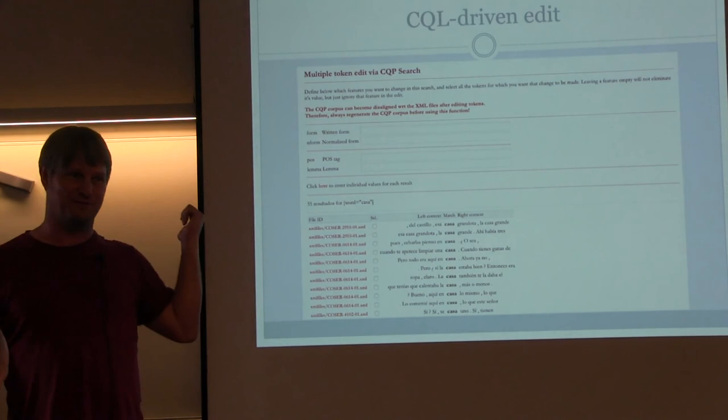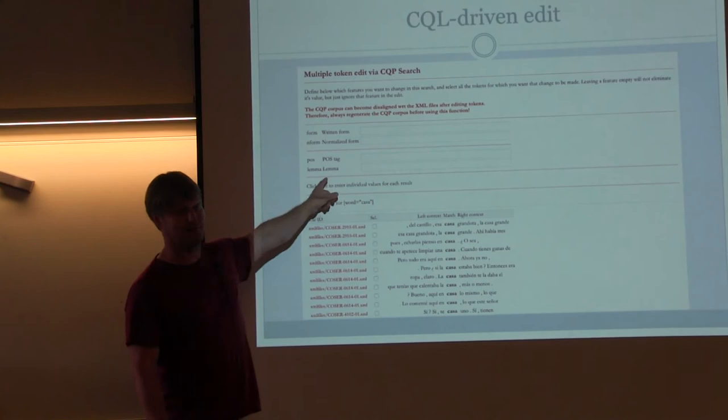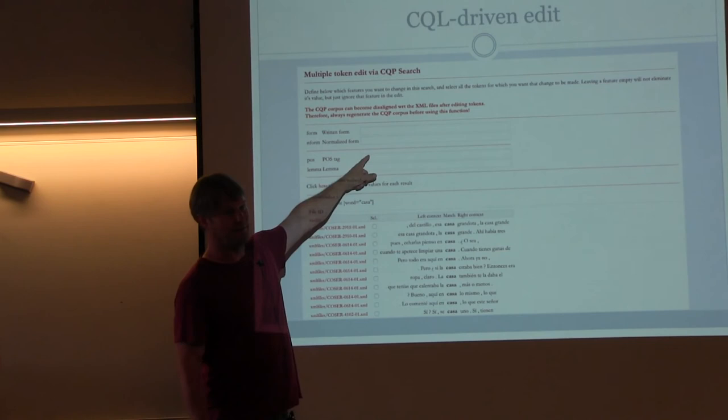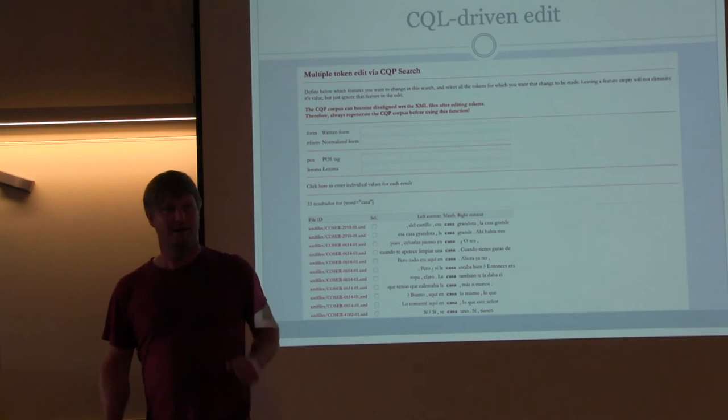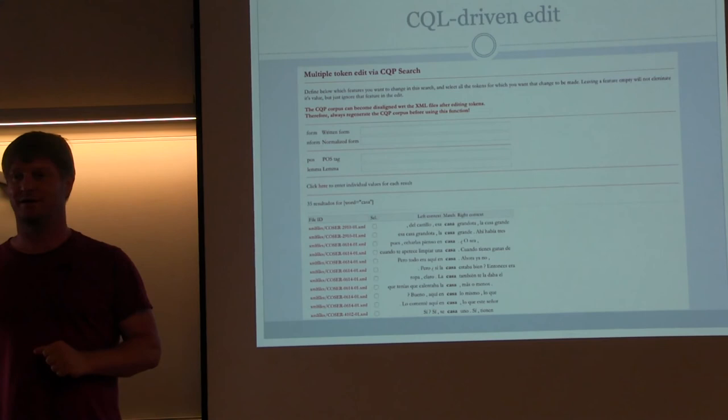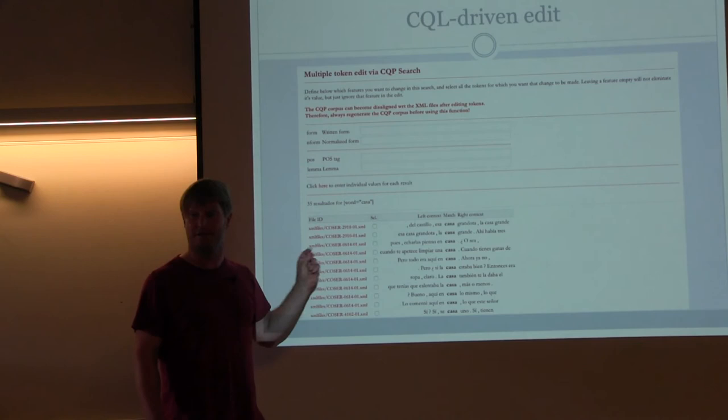So I can just look for casa through my entire corpus and say, make all of them part of speech tag noun feminine singular and lemma casa, and this one and this one and this one and this one and this one and this one and this one. If you do encounter a casa here, then you can just skip it and say don't do that one. Then you click on edit and it will go through the entire corpus, open the XML files, put the correct correction in there. So this is a very efficient way of correcting things.